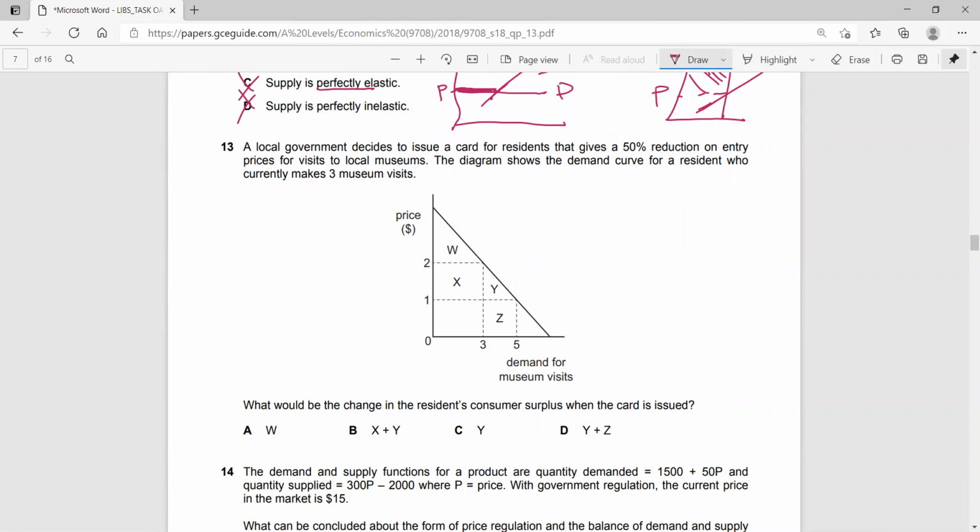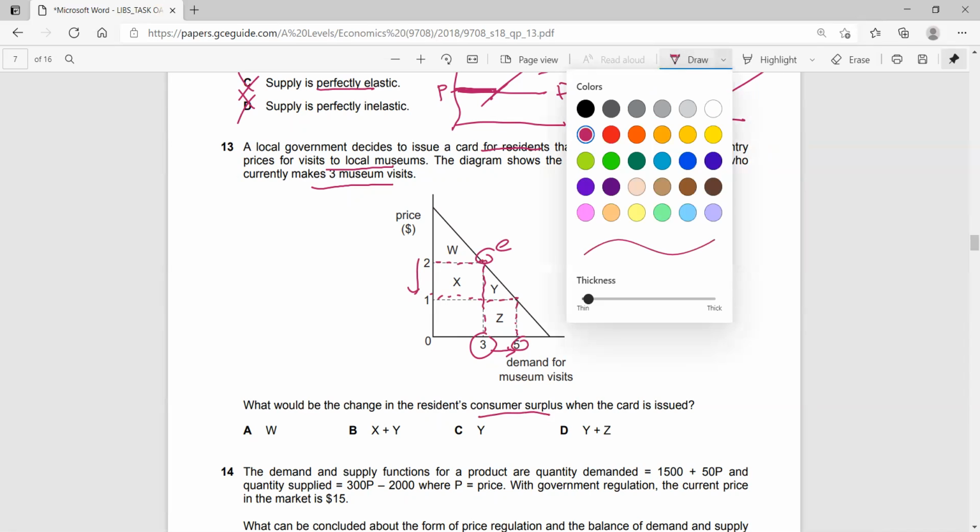So the local government decides to issue a card for residents that gives a 50% reduction on entry prices for visits to local museums. The diagram shows the demand curve for a resident, so it's a demand curve for that specific individual who currently makes 3 museum visits. So currently they're making 3 museum visits. So this is what the original equilibrium so-called was. But now you have a 50% discount, and the demand curve shows that they'll make 5 visits. So what is the change in the consumer surplus?